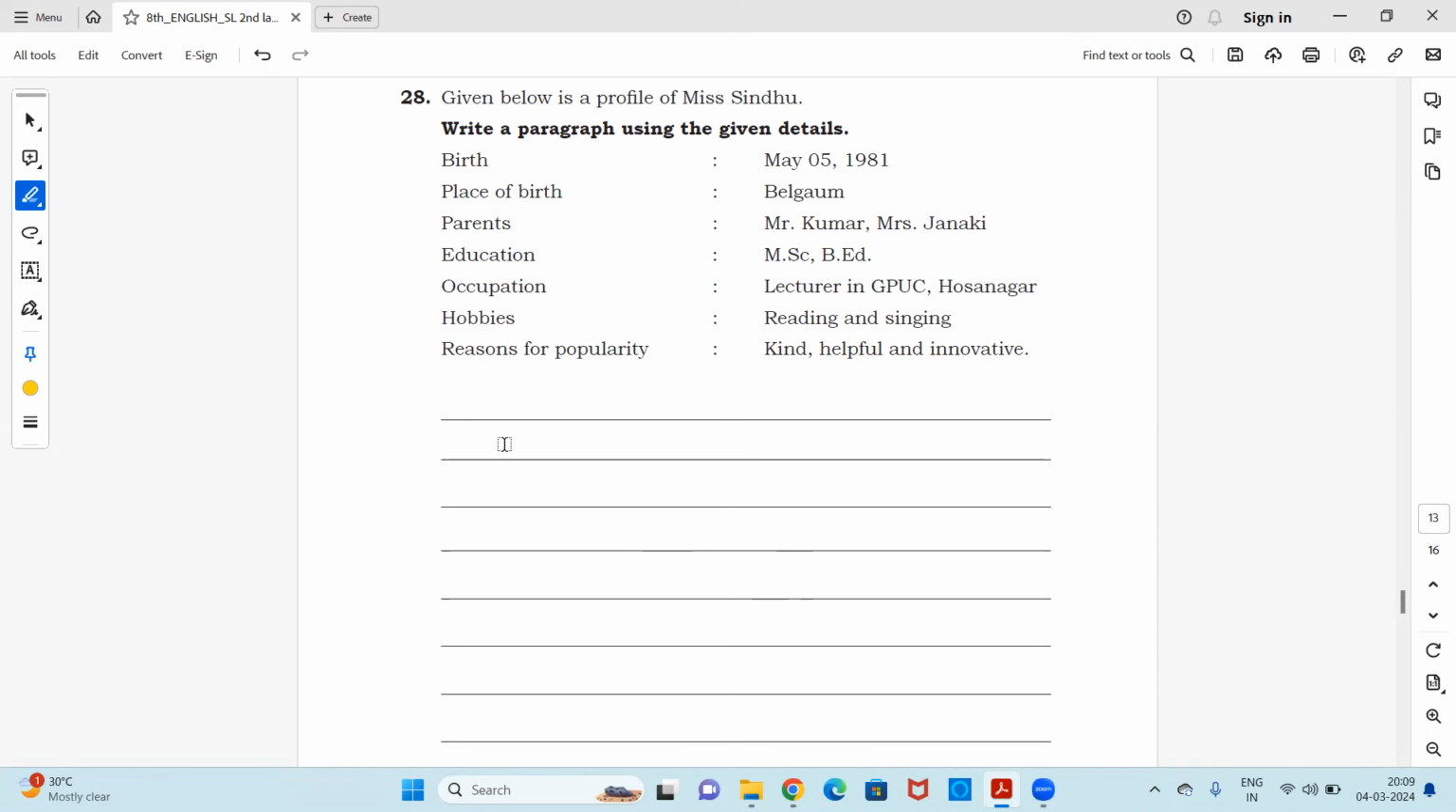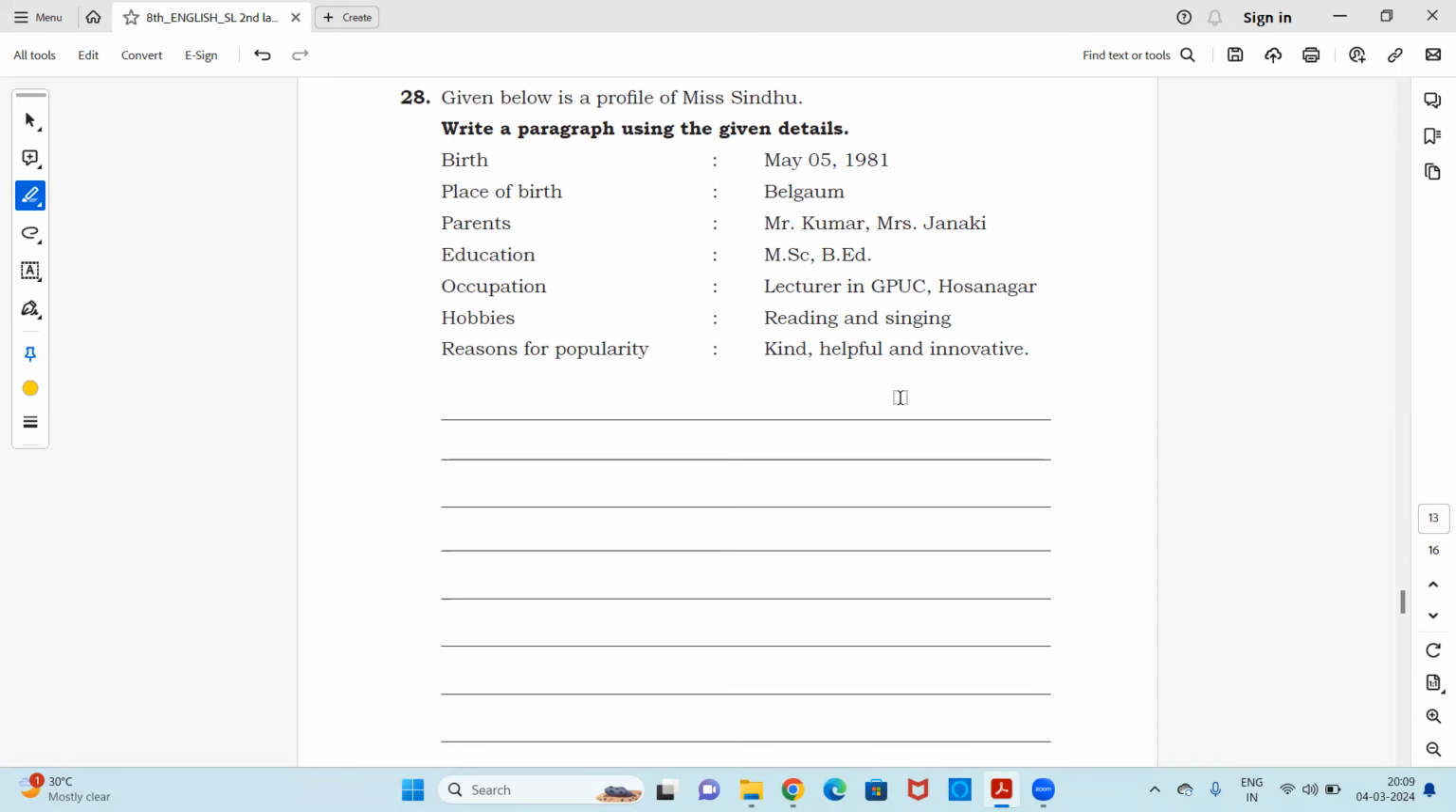For example, the above profile is about Miss Sindhu. She was born on May 5th, 1981, in Belgaum. Her parents were Mr. Kumar and Mrs. Janaki, and her education qualification was MSc B.Ed, and she was a lecturer in GPUC Hosanagar. Her hobbies were reading and singing, and she was popular for her kind, helpful, and innovative attributes.